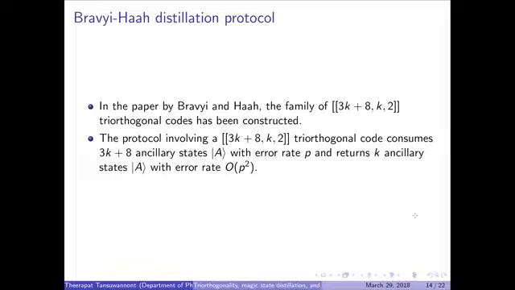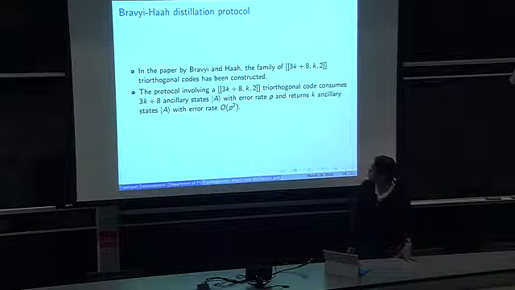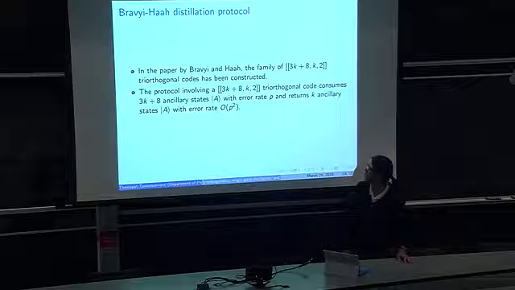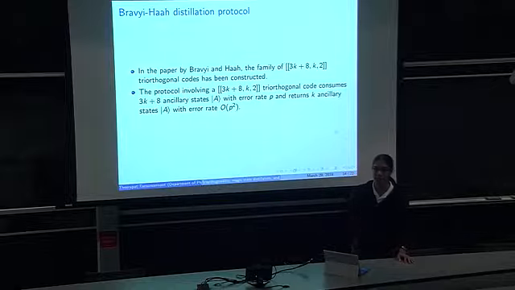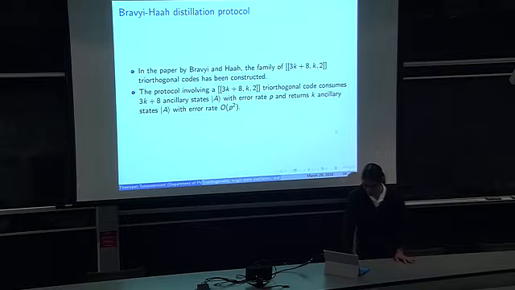Okay. So in the protocol by Bravyi and Haah, they construct a family of 3k+8, k, 2 triorthogonal codes. And the protocol involving this code will consume 3k+8 ancillary states A with error rate p. And at the end, we will get k ancillary states A, I mean the same state, with error rate on the order of p squared. So we can see that we can get a better, more purified ancillary state from this protocol.